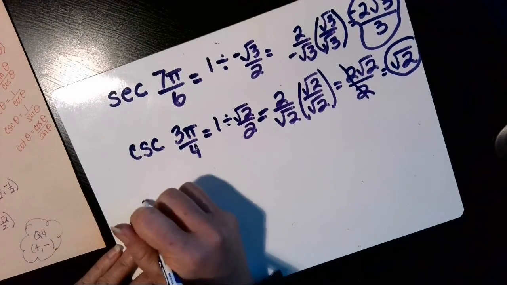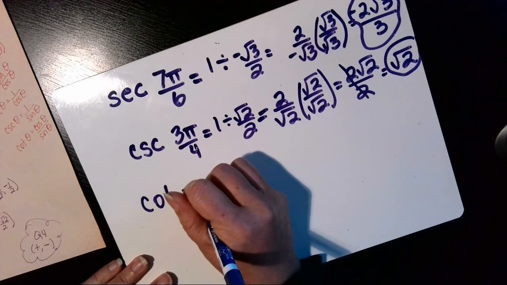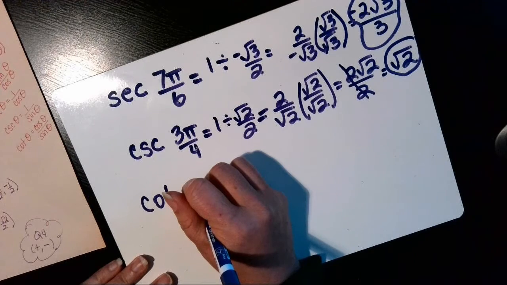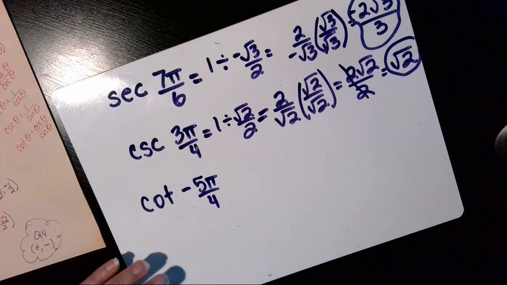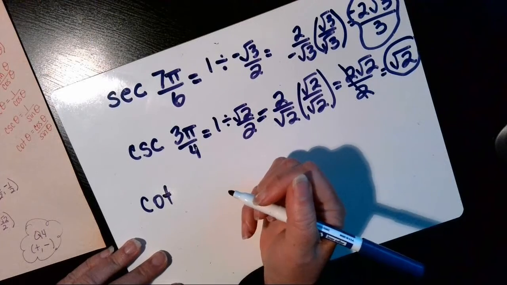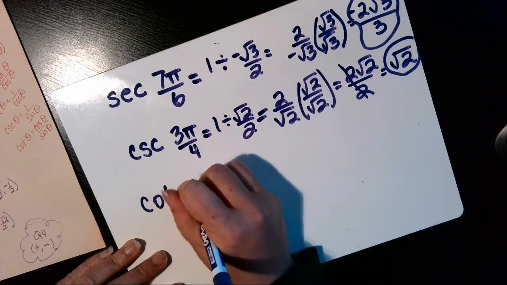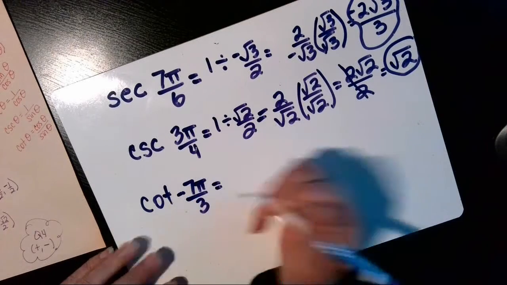Okay, now let's go ahead and do a cotangent. And let's pick a negative angle. So if we want to know the cotangent of, let's say, negative 5 pi over 4. Oh, no, that's going to be too easy. Let's pick a harder one. Let's see, let's do cotangent of negative 7 pi over 3. There we go.